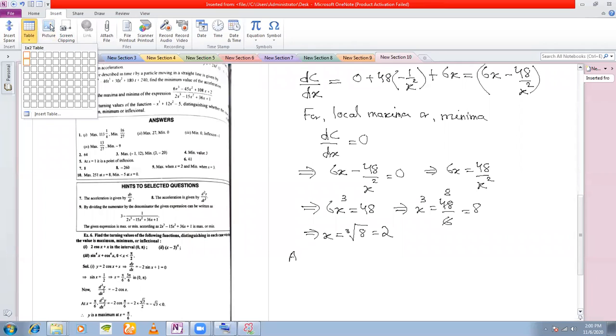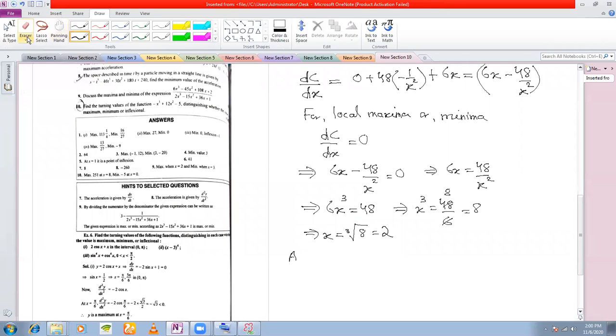So you differentiate again. If you differentiate again, you get d2C/dx2. You start differentiating this function. You get 6 minus 48, and what is the derivative of minus 1/x square? In fact, for 1/x square, it is minus 2/x cube. So you're getting 6 plus 96/x cube, right?